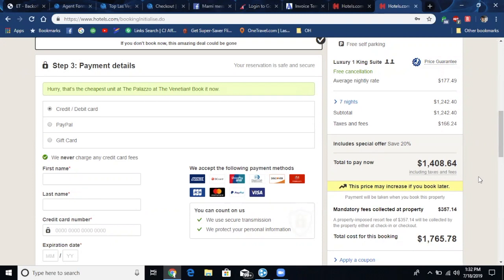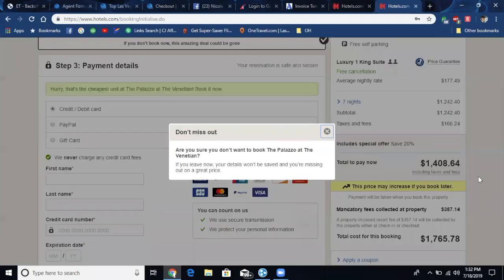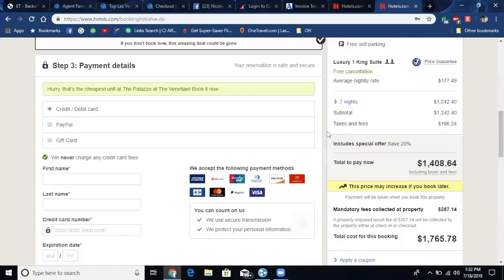I think that's roughly, if I do the math, it looks like it's about 300. Looks like it's 280, maybe somewhere around there. Let's say we were saving the client $280. What wording do you need other than right now you're going to pay $1,408? Actually, I'm sorry, $1,765 out the door. But remember the mandatory fees collected at property, we're going to say that separately. But this is $1,408. Okay, this is the price that they're going to see.